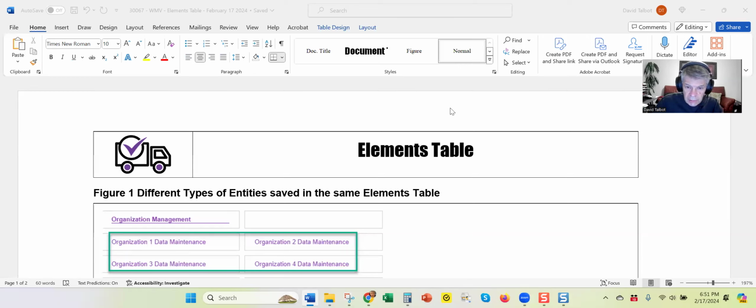Let me talk to you about the Elements Table. The Elements Table is really the centerpiece of WorkMovr, and it's a non-traditional design. So let me just explain a little bit, and then I'll show you the reasons after that.